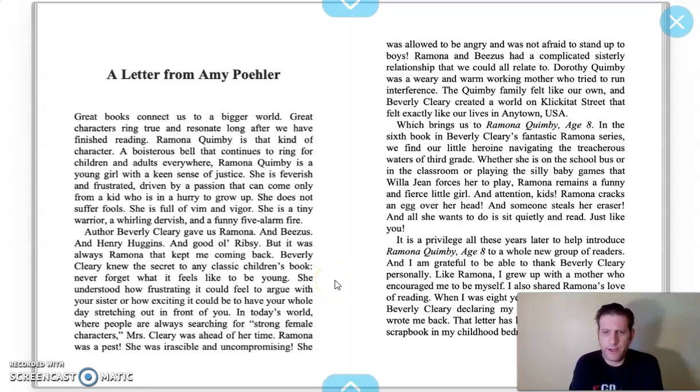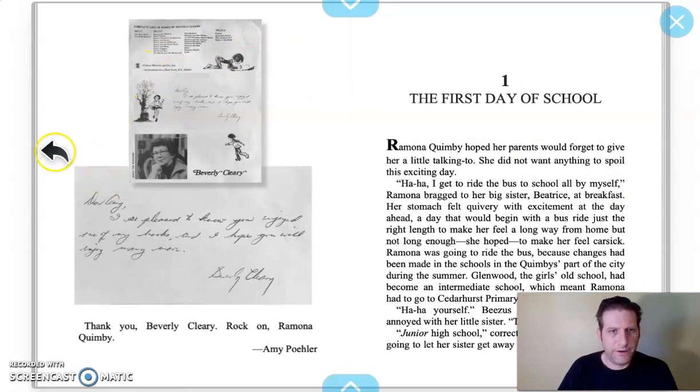It's a privilege all these years to help introduce Ramona Quimby, age 8, to a new group of readers. And I'm grateful to be able to thank Beverley Cleary personally. Like Ramona, I grew up with a mother who encouraged me to be myself. I also share Ramona's love of reading. When I was 8 years old, I wrote a letter to Beverley Cleary declaring my love for her books. She wrote me back. That letter has lived in a rainbow-colored scrapbook in my childhood bedroom until right now. I've always thought I wanted to write a letter to Beverley Cleary myself, and well, she's still alive, so maybe I can. Thank you, Beverley Cleary. Rock on, Ramona Quimby. Signed, Amy Poehler.